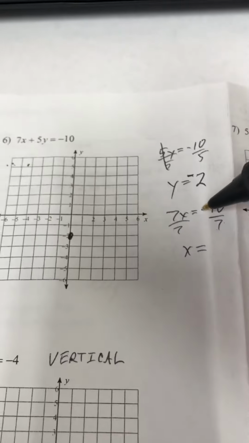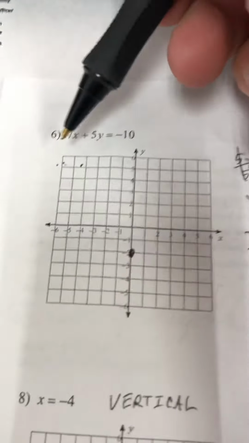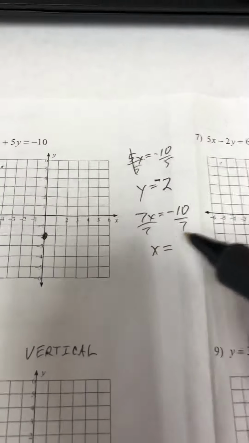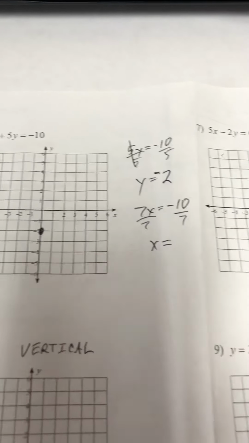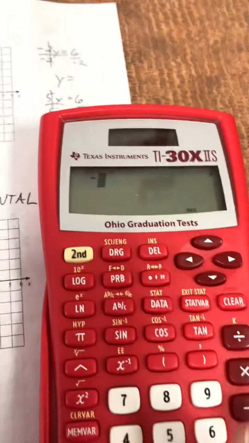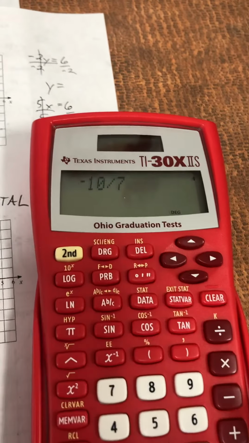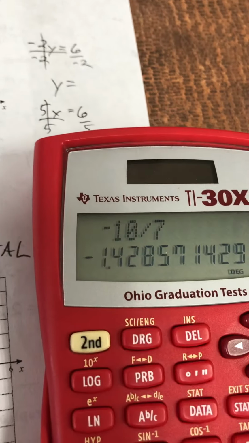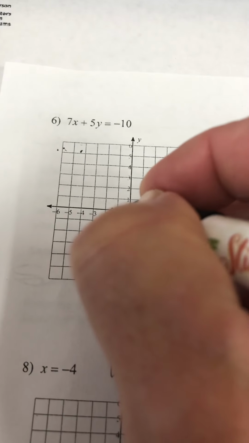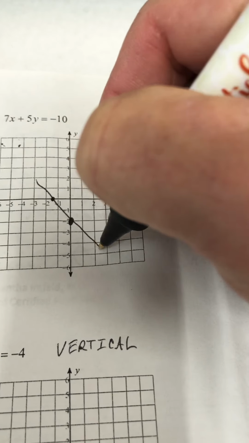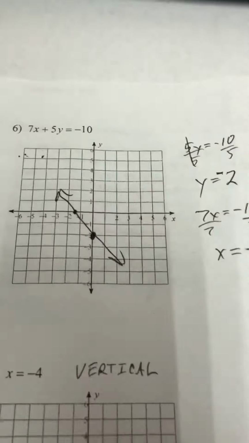And then I have 7x equals negative 10 when y is 0. And so I divide both sides by 7. Negative 10 divided by 7 gives me 1.4. So negative 1.4. Negative 1.4 is right in here somewhere. So I connect those points and I'm good to go.